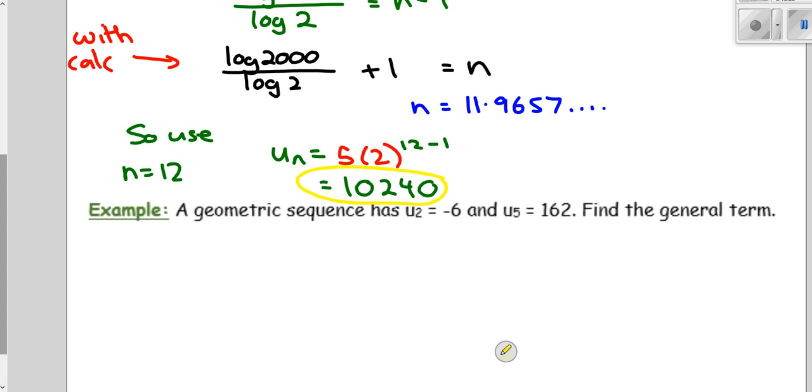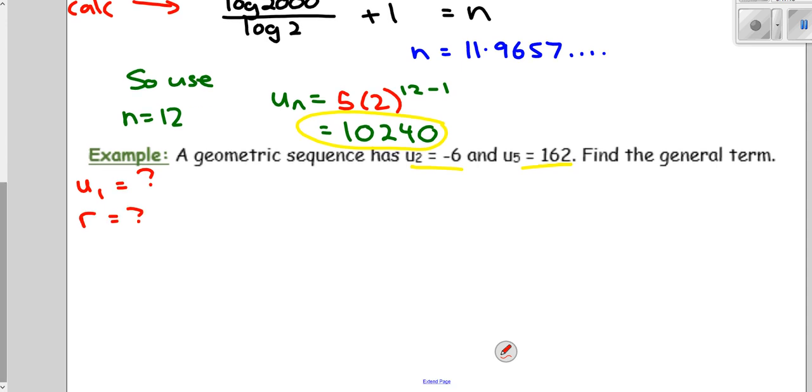Okay, last example. A geometric sequence has the second term is -6 and the fifth term is 162. We had a similar one with arithmetic last lesson, and we had to generate two equations and solve them simultaneously. So same thing with this one, we'll generate two separate equations. To find the general term, we need to know the u of 1 and the r. So the thing we're going to need to solve for is the u of 1 and the r. Once we've generated the two equations, how can we solve them?